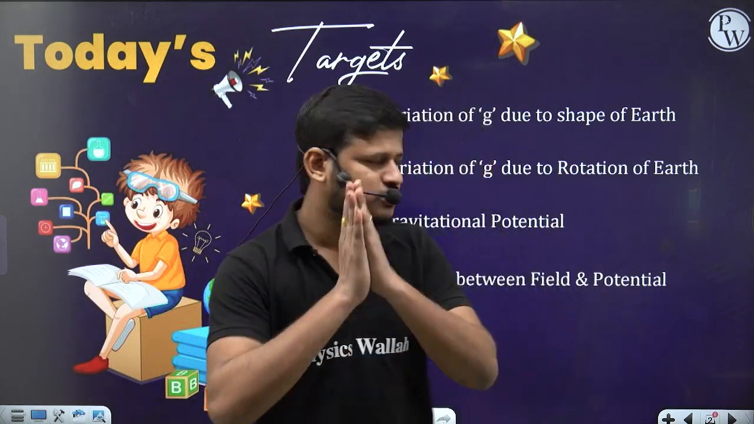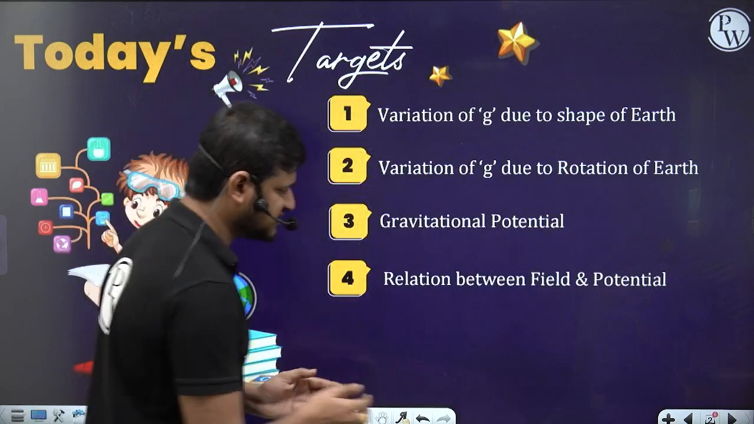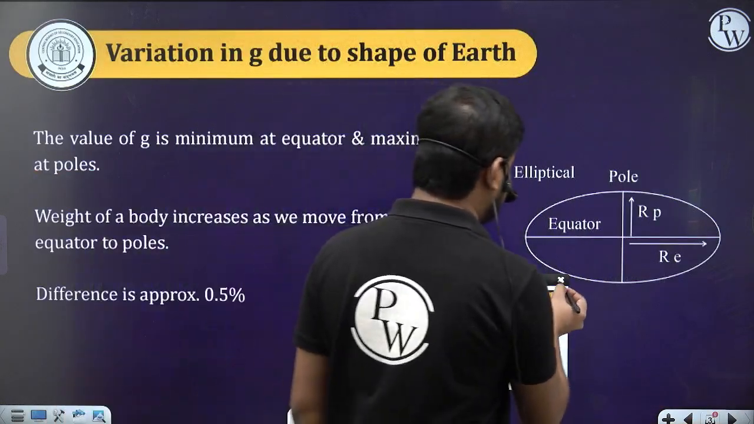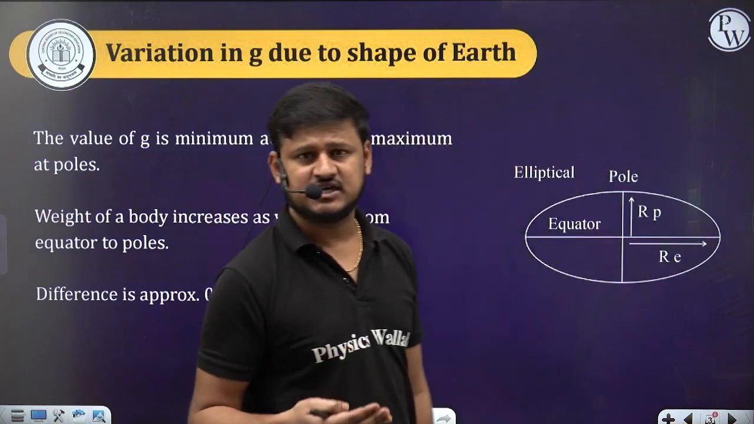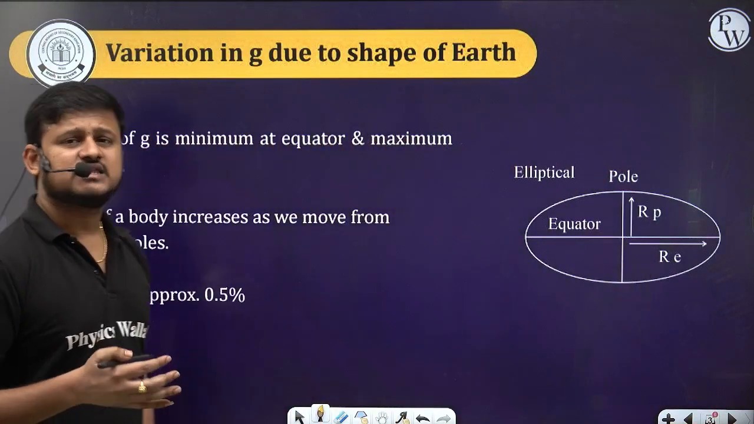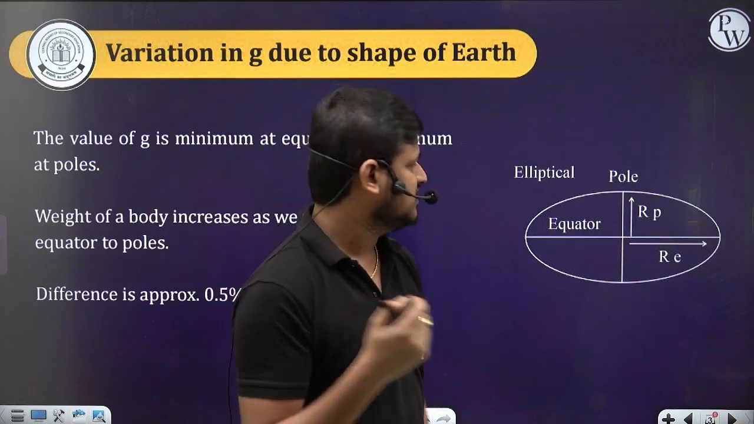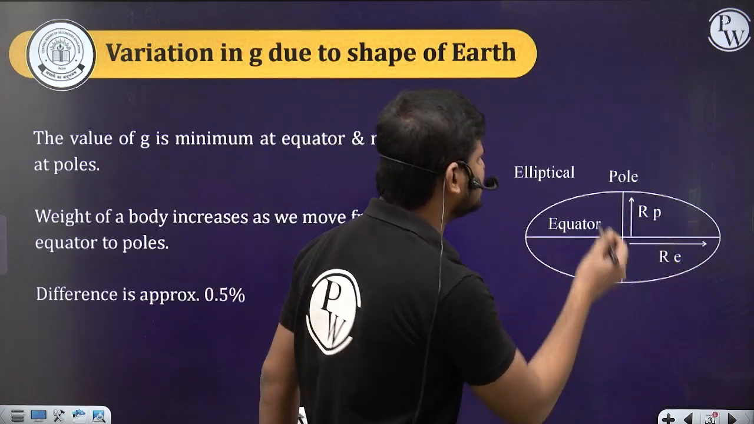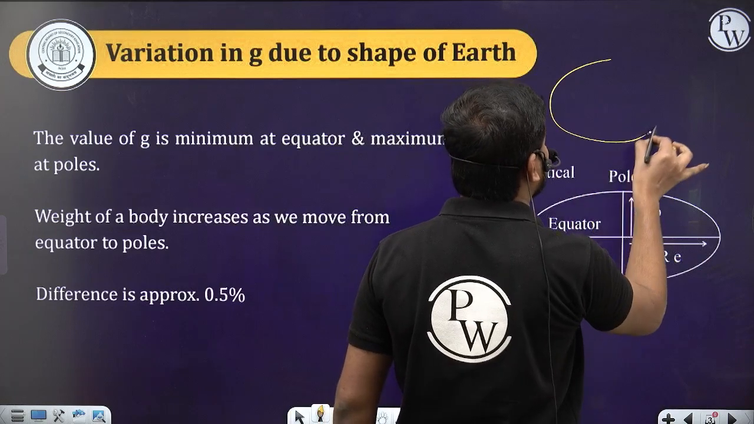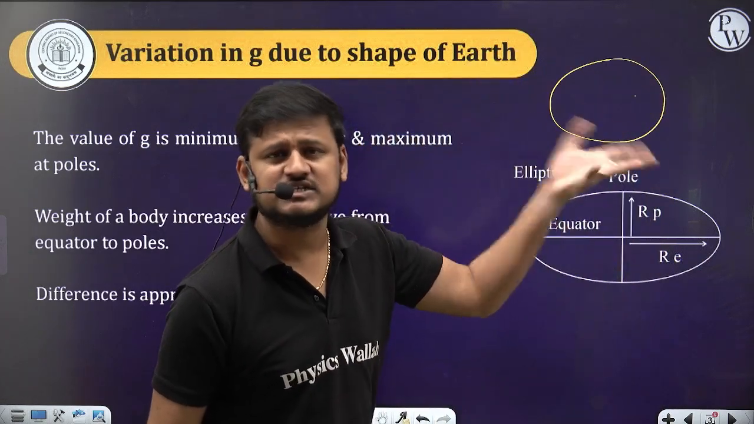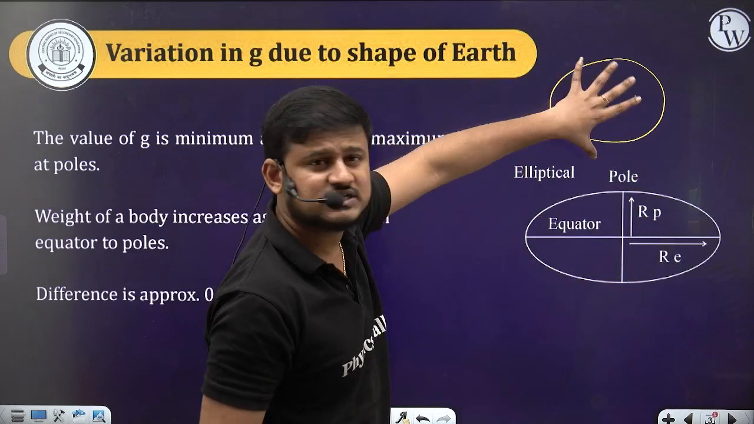Okay, chalo, let's get into the topic without wasting much time. So first, how the acceleration due to gravity changes due to the shape of the earth. See, generally the earth is of some elliptical shape. Not this much, but somewhat like this. So somewhat elliptical, not a completely solid sphere. It looks somewhat like this.